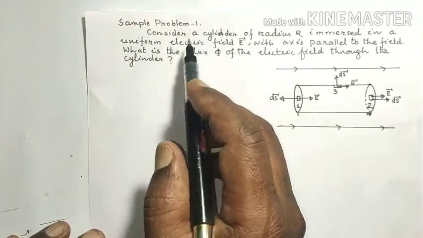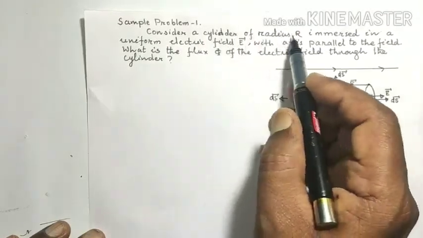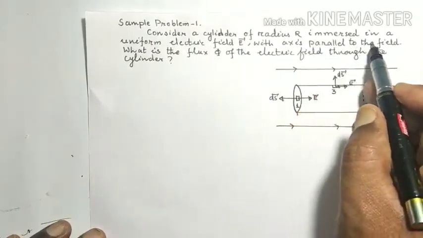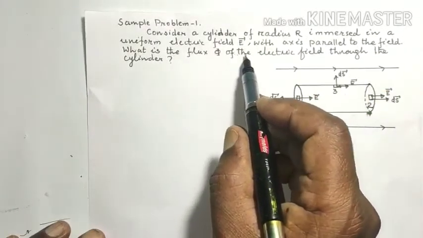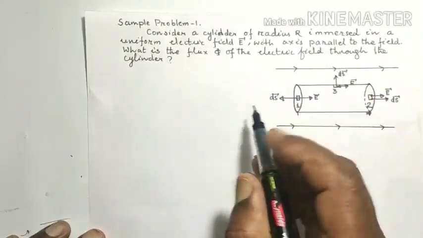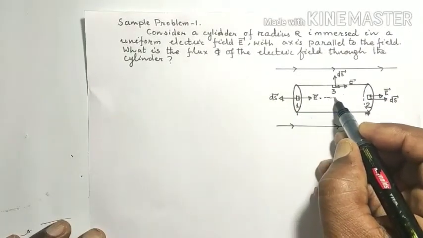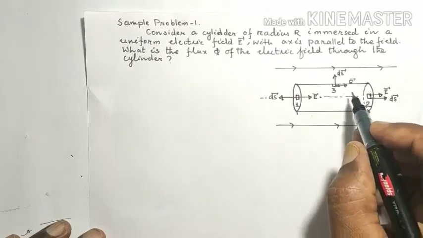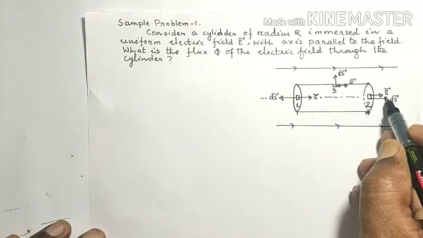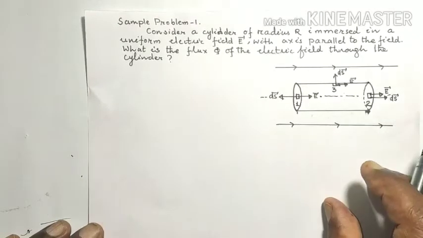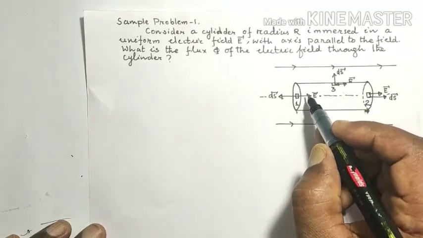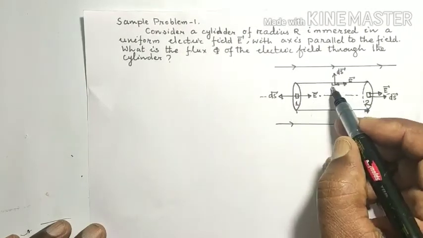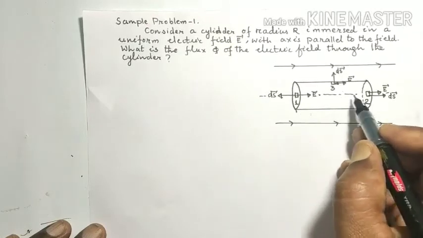Sample problem. Consider a cylinder of radius r immersed in a uniform electric field E with axis parallel to the field. What is the flux of the electric field through the cylinder? So this is the axis of the cylinder. Electric field is along the axis and towards right. Cylinder has three surfaces: left surface, right surface and curved surface, numbered as 1, 2 and 3.